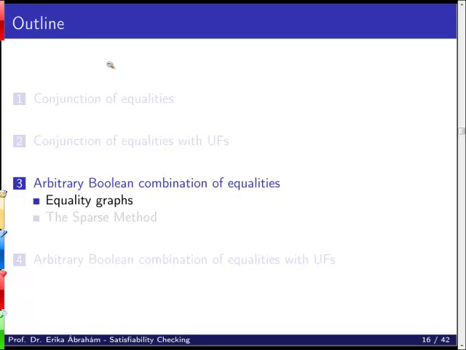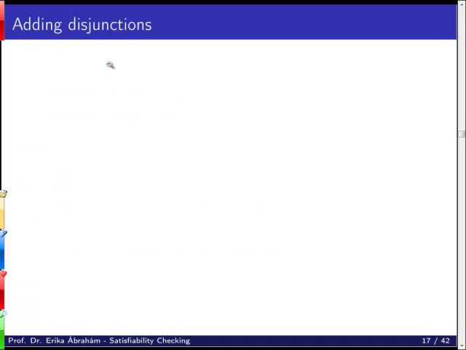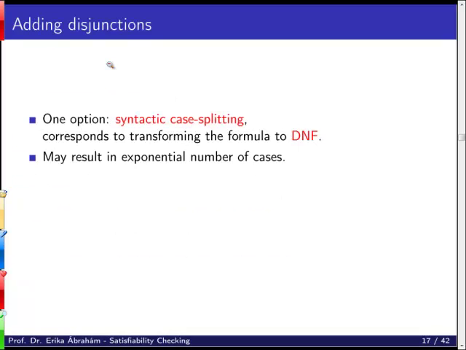So let us start with equalities first. If you have a formula which has arbitrary Boolean combinations, then of course, even if we restrict to negation normal form, we can transform it into disjunctive normal form. Then we could apply the previous method to each conjunction. But of course, it is not very efficient because it may result in an exponential number of cases. This we already have seen as we analyzed transformation from DNF to CNF and the other way around.